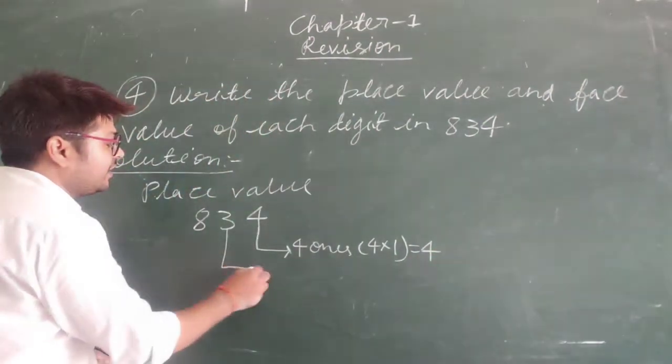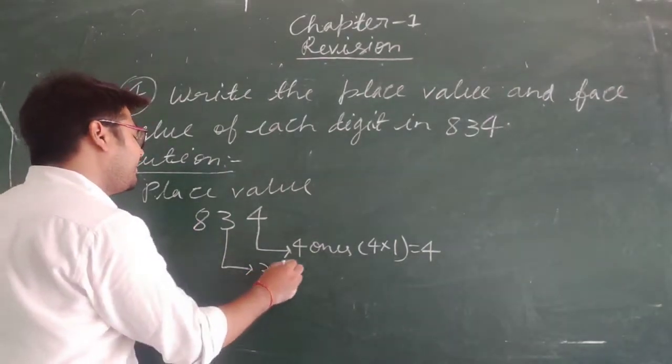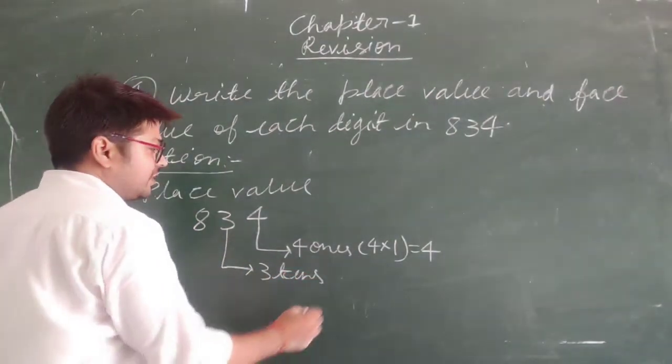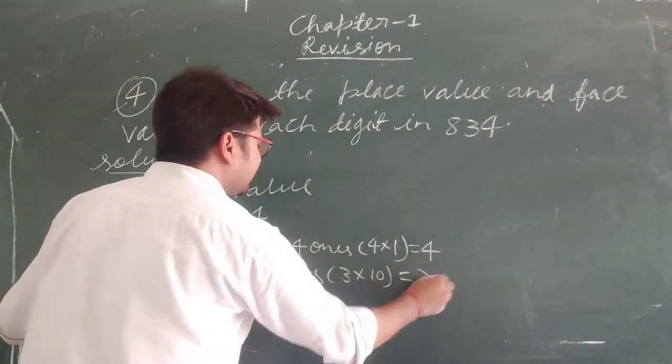Then 3 is at which place? Ones, tens. So 3 is at tens place. So 3 will be multiplied by 10. So it will become 3 tens, 30.